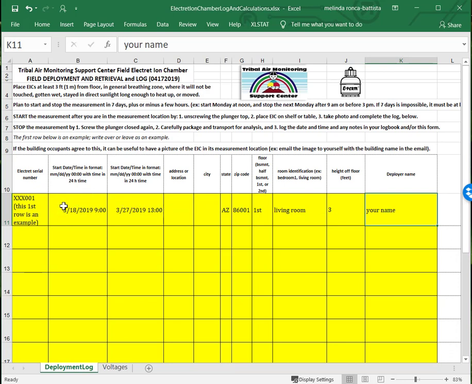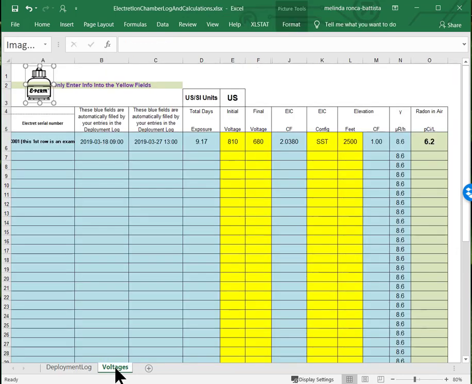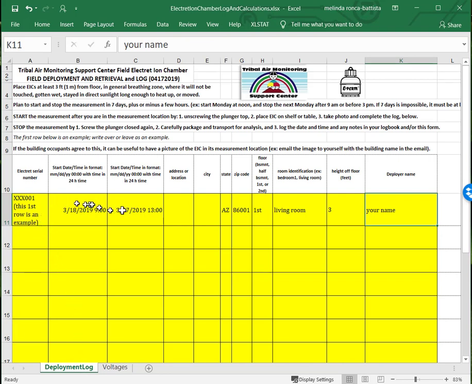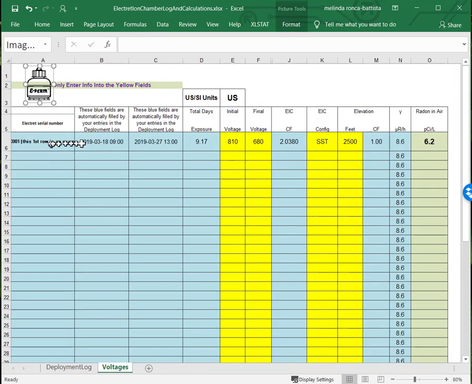And then when you go to the second sheet by clicking on voltages, all the information that's in blue, you don't have to enter information into those cells. All that information is pulled from this deployment log. So it's going to pull in the start date and time and the end date and time, and it's going to fill that in just like it's done here for this first row.